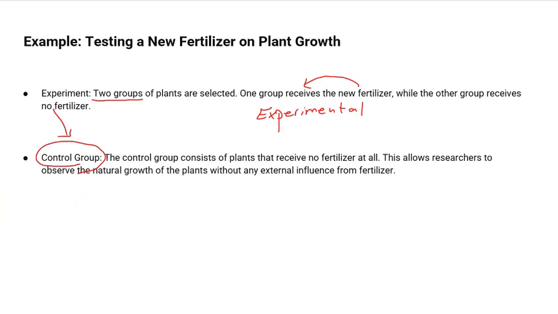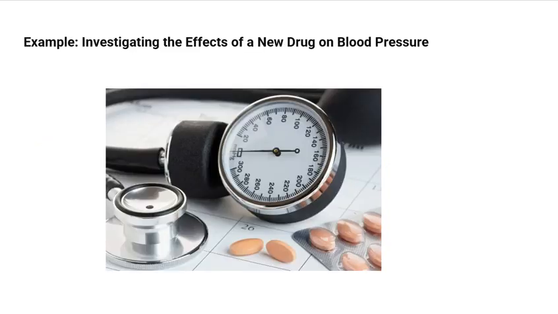Okay, let's have another example. In this experiment, you're going to investigate the effect of a new drug on blood pressure. Again, we have to find the independent variable and then the dependent variable.